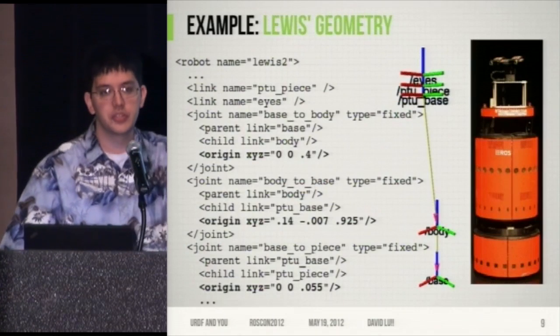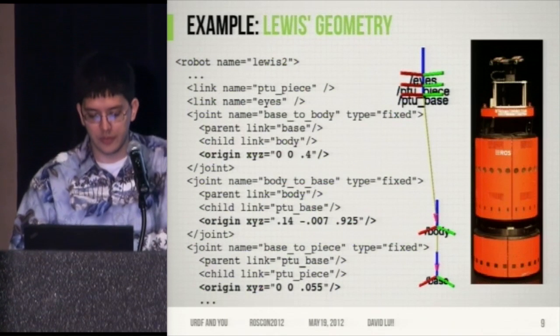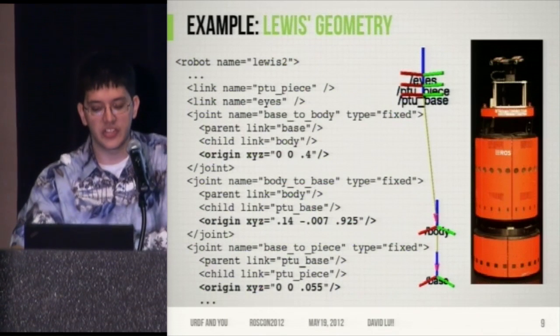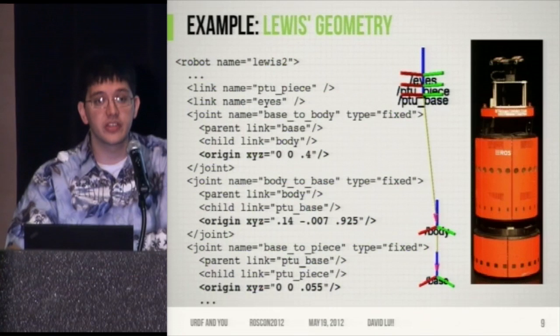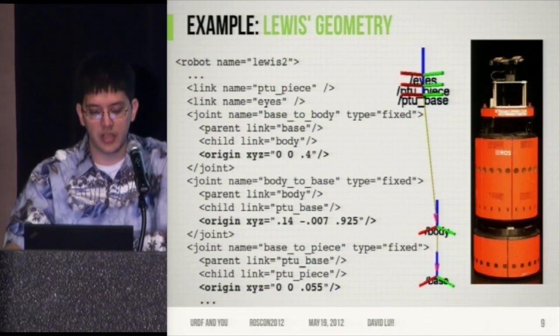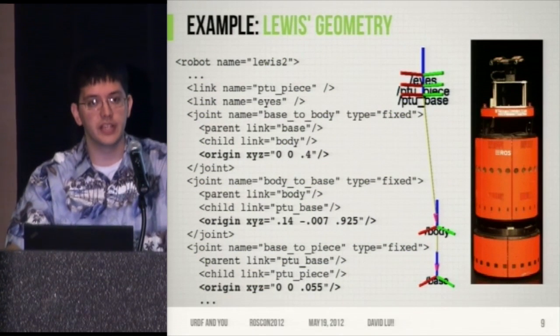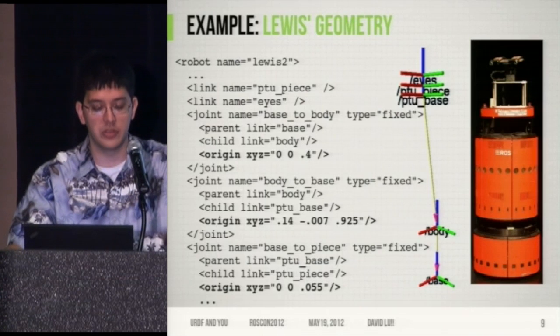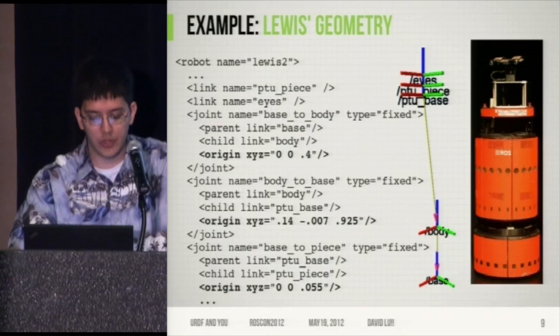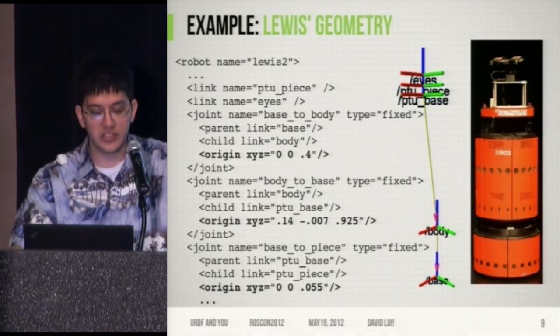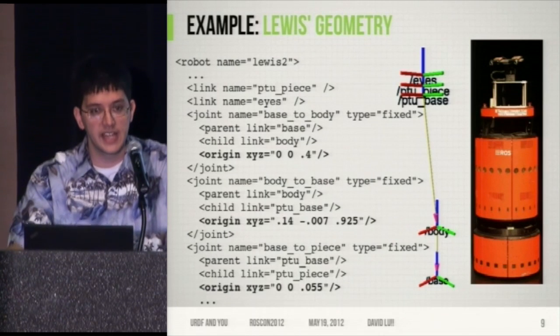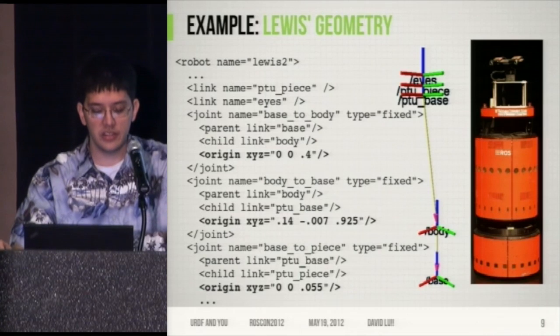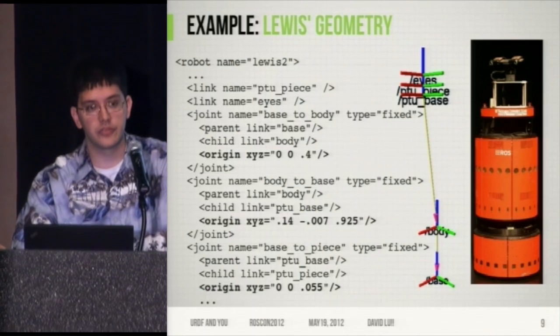And if we actually apply this to our robot, all the links are specified at the top. And then I want to specify that the body link is 0.4 meters above the base link. So I just do that with the origin tag that you can see there. And then I want to specify that the PTU base is about 1 meter above that. And I do that in the reference frame of the body.